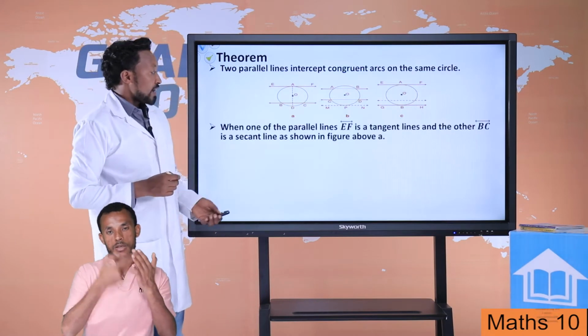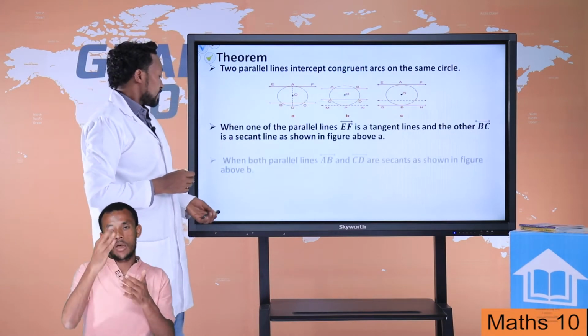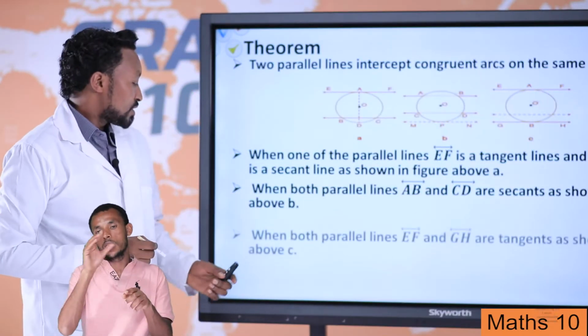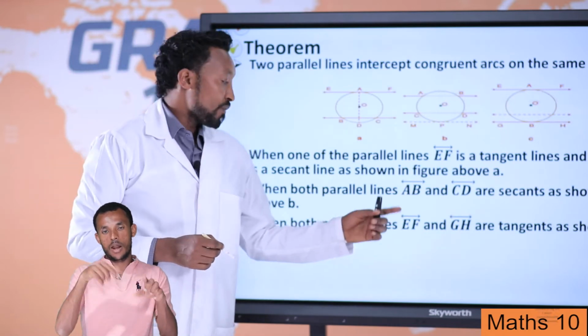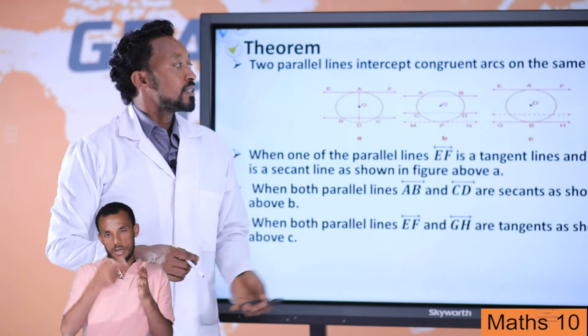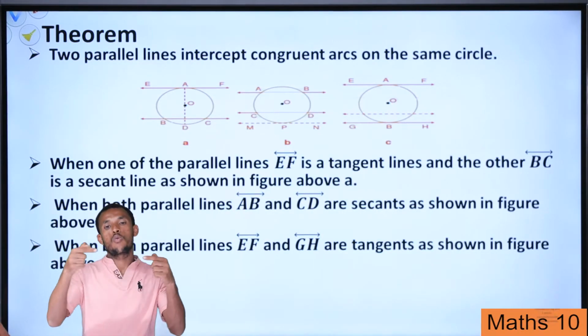This is the first case. EF is tangent here. Here also both parallel lines AB and CD are secant lines. The third one, when both of the lines AF and GH are tangent lines, it forms congruent intercepted arcs.